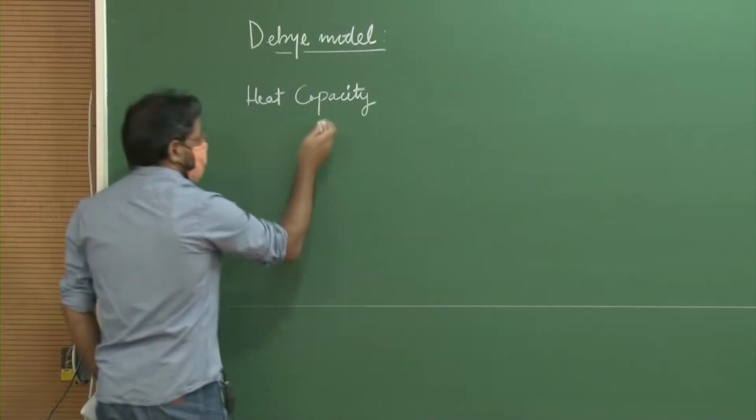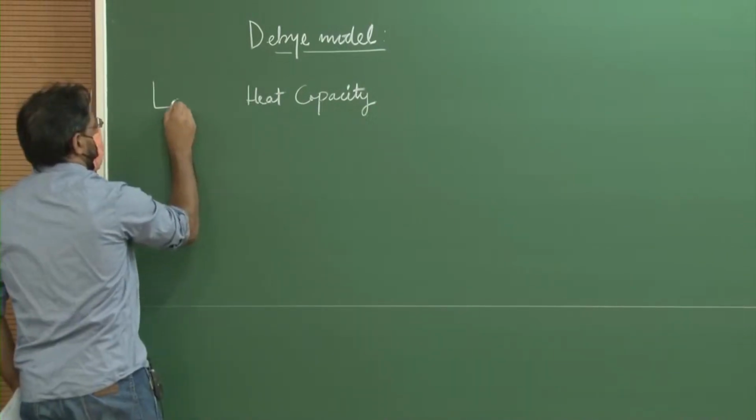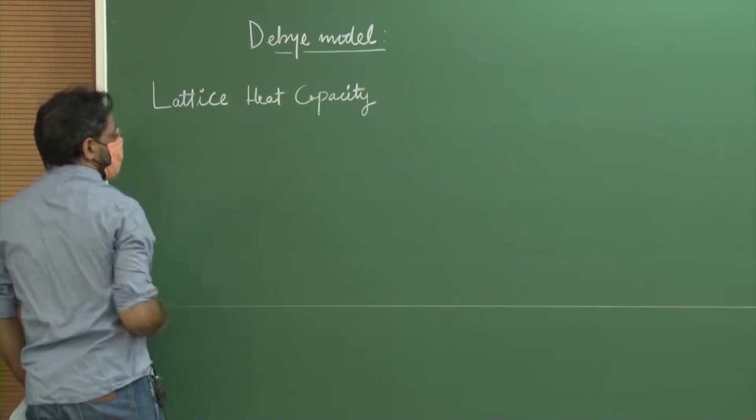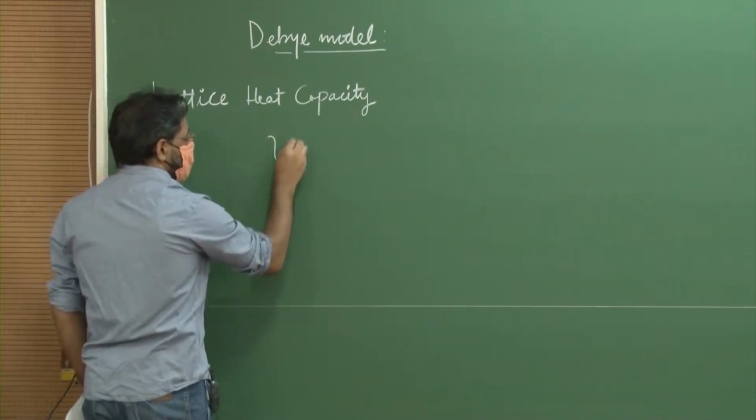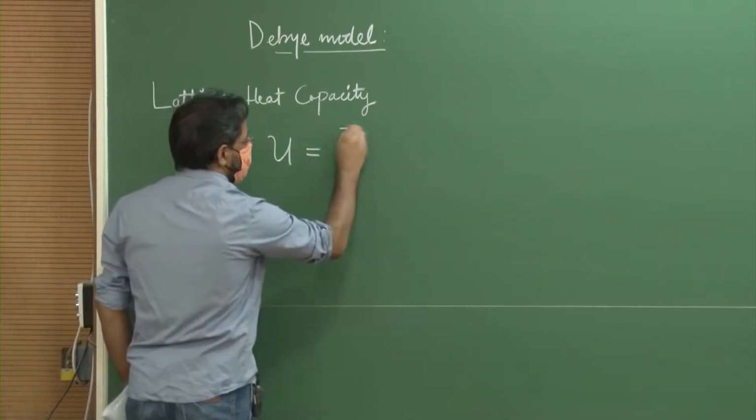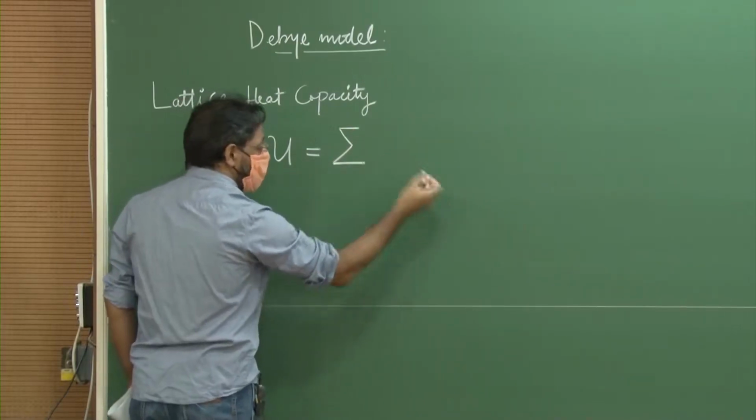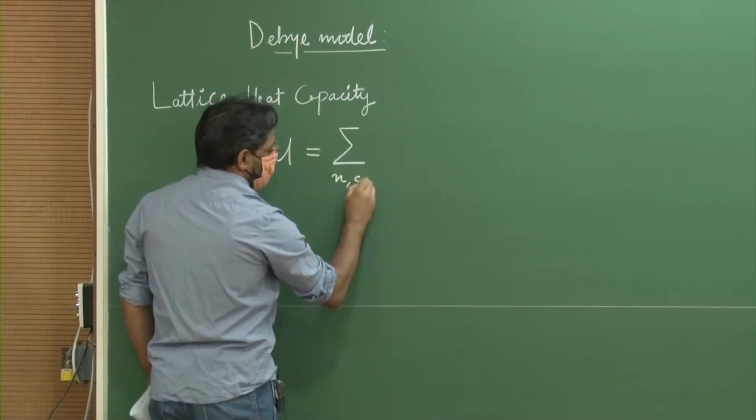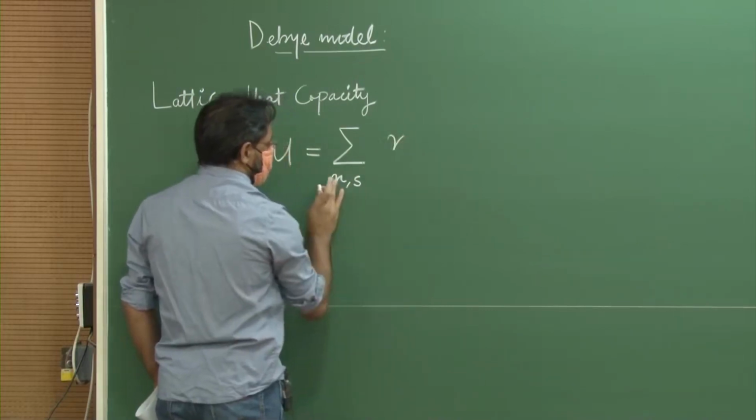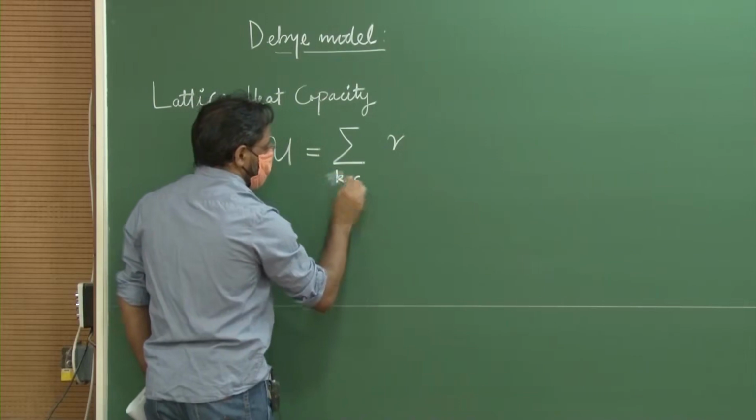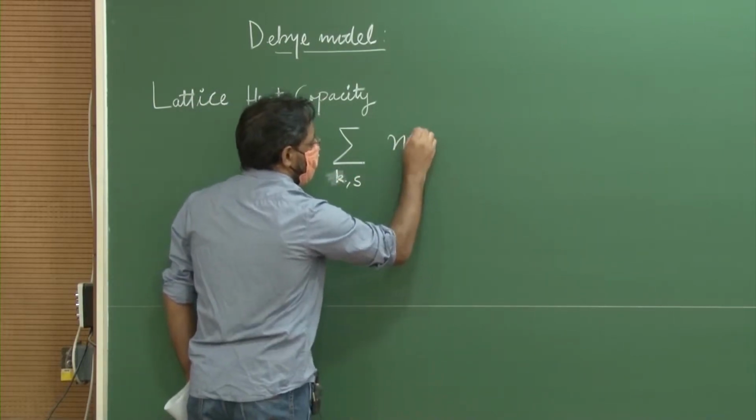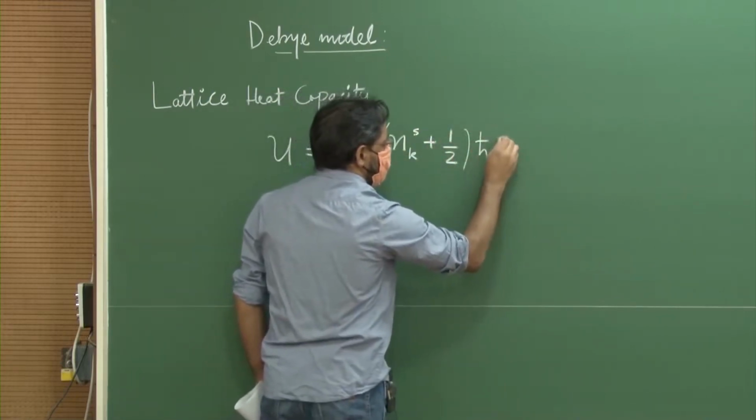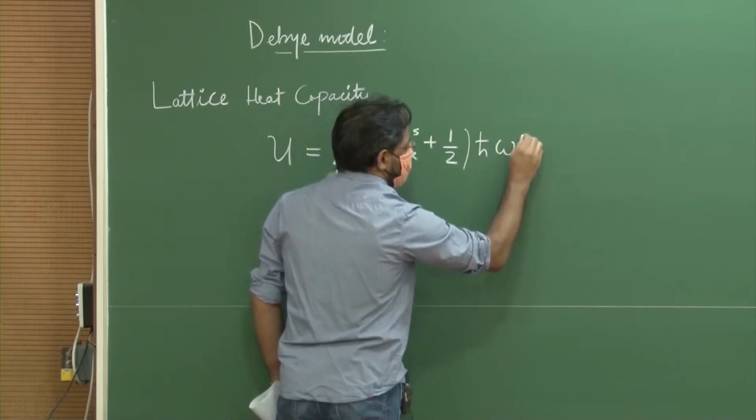You know, lattice heat capacity. So associated with the lattice vibrations, but we don't have to be so explicit. You know it by now. So the energy of lattice vibrations is given by summation over all the modes. So all modes, or all phonons in the current parlance, you will just put a shorthand notation n_{k,s}, and then (n_{k,s} + 1/2) h bar omega_{k,s}.